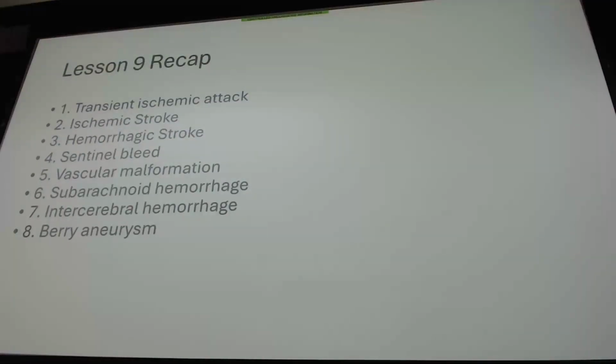So real quick, let's do a recap from lesson 9. Lesson 10 today, we're going to do some headache stuff. It may say lesson 11 in some cases. The next one for us is going to be tomorrow.